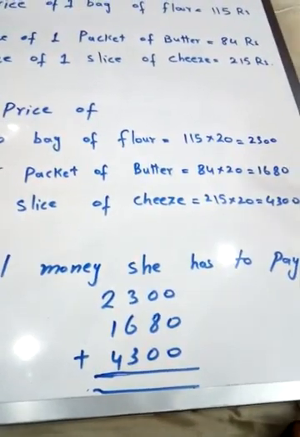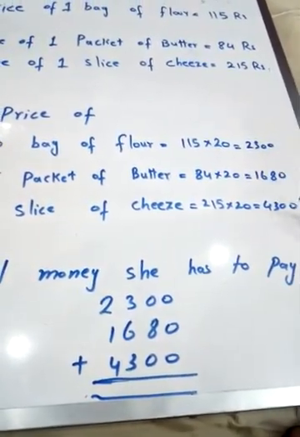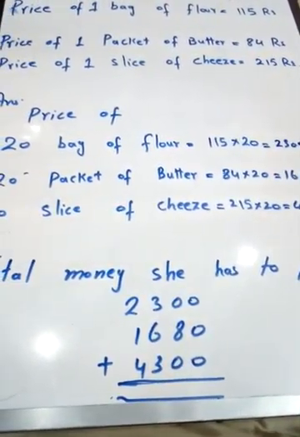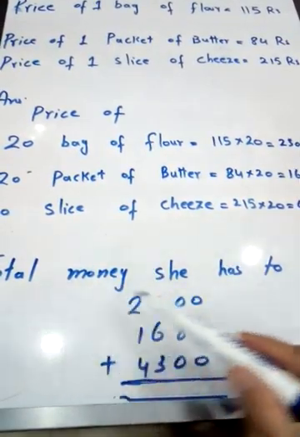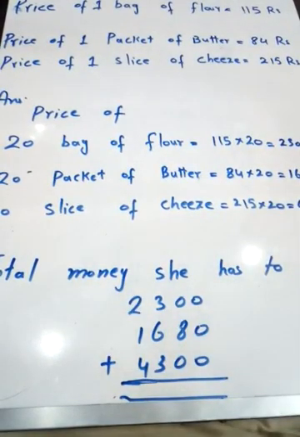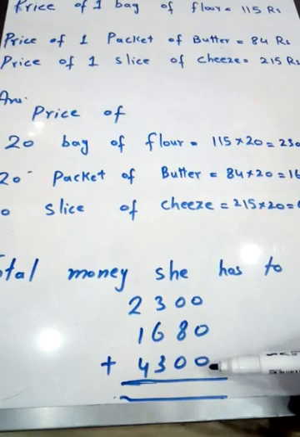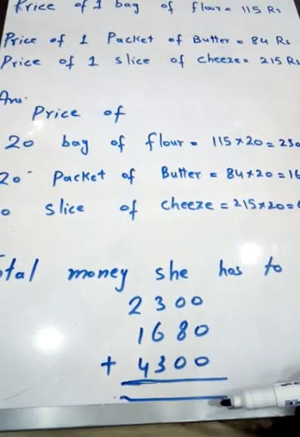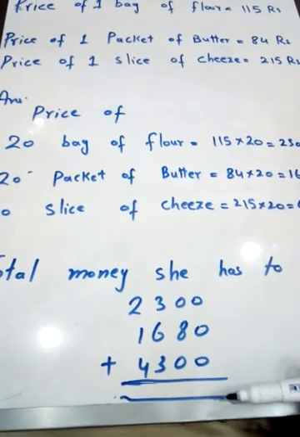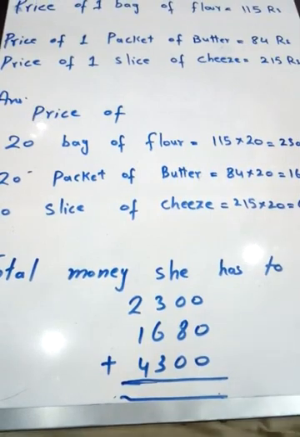After finding the price of 20 bags, 20 packets or 20 slices, now we have to find the total money which she has to pay to the shopkeeper. Add all those three values and we find the answer, the money that she has to pay to the shopkeeper for buying all those things. That's how you can solve your question number 8. Now move on to the next page.